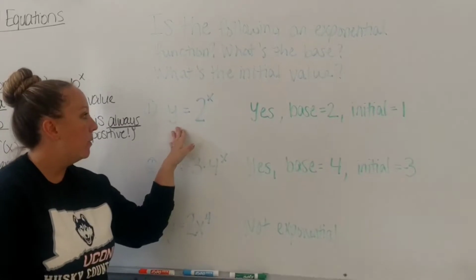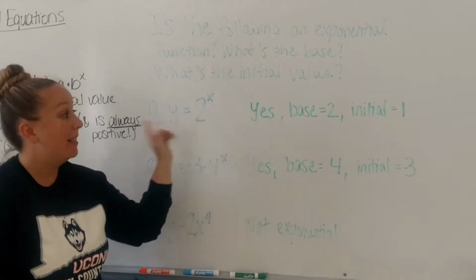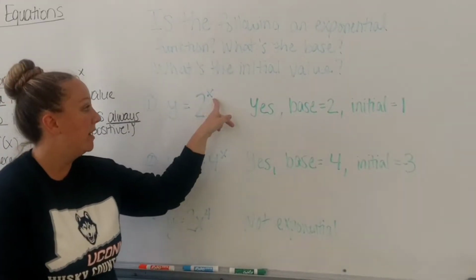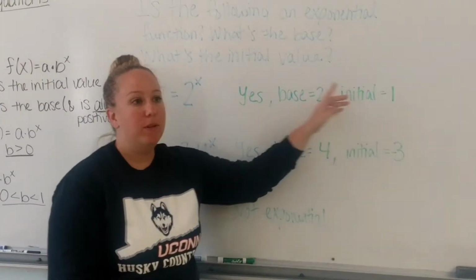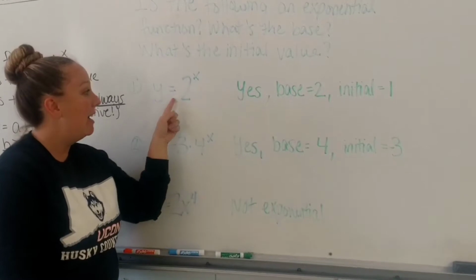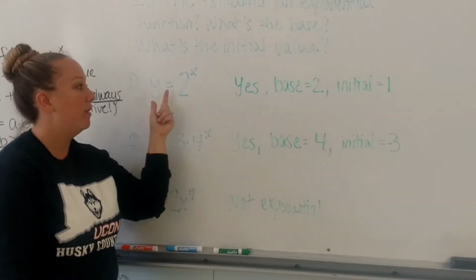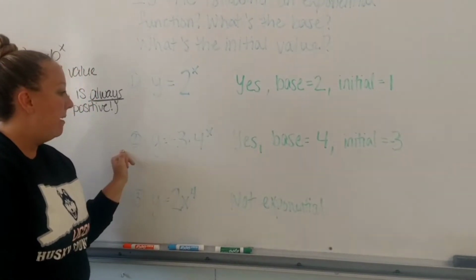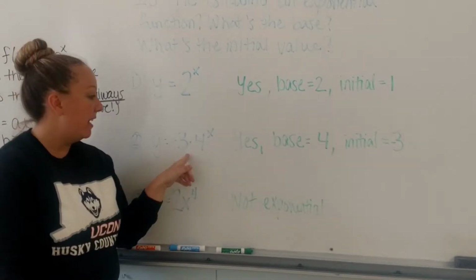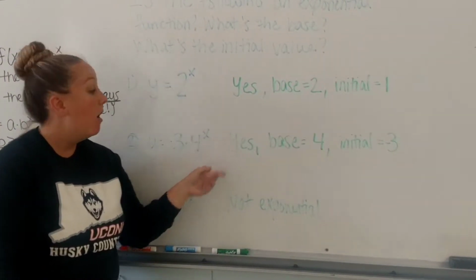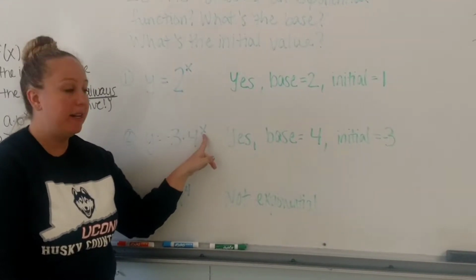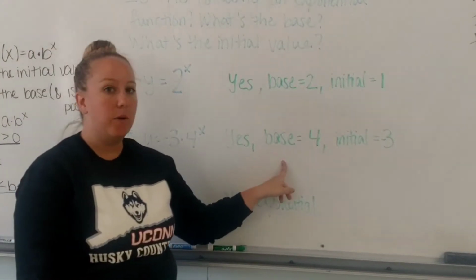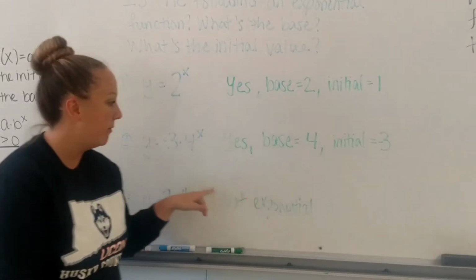So our first one says y equals 2 to the x, and it is an exponential function. Your exponent is that variable. The base is 2, and your initial value is 1. We talked about if there's not a number being multiplied here, the initial value is going to be 1. We also have y equals negative 3 times 4 to the x. Is an exponential function because your exponent is a variable. The base is 4, and your initial value is negative 3.